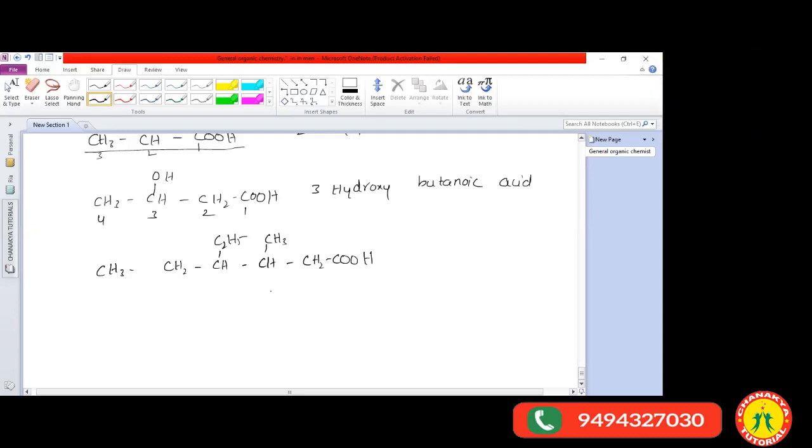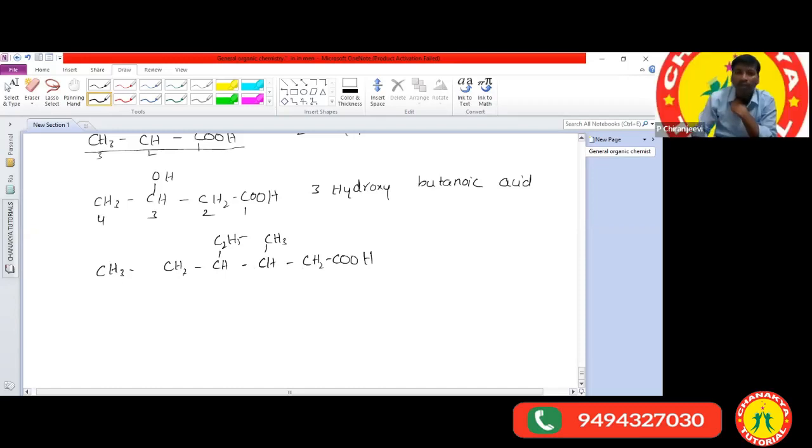Very good, ma. Hexanoic acid. Very good, ma. Okay, so what is the IUPAC name of the given compound? First, we start the numbering. The root word contains 6 carbon atoms, ma. How many carbon atoms does the root word contain here? 6 carbon atoms. So we have to start the numbering from the carboxylic acid functional group. So 1, 2, 3, 4, 5, 6.